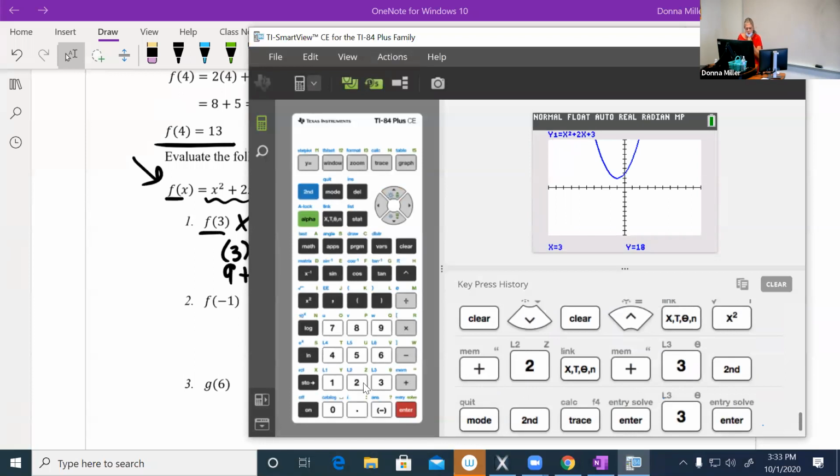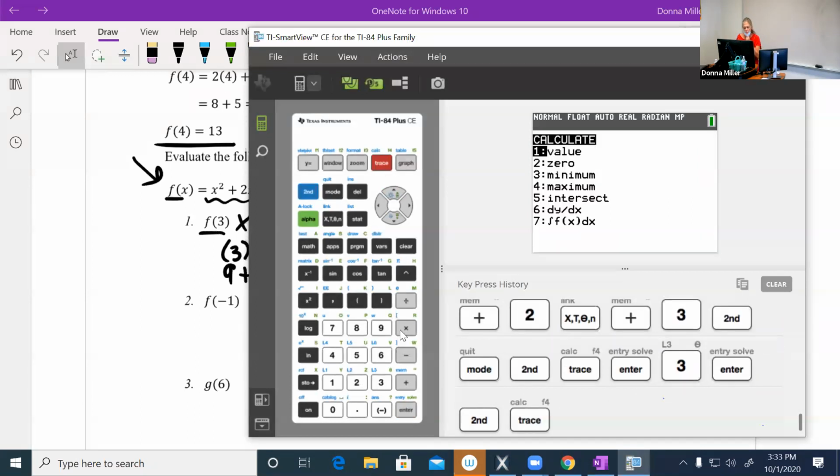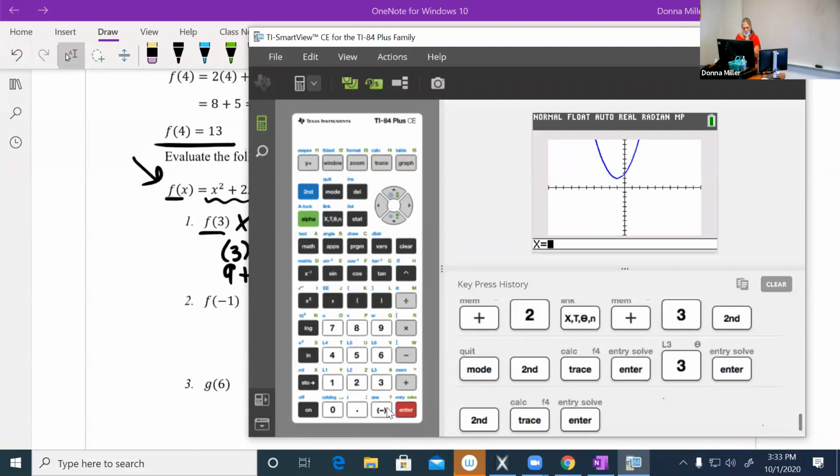All right, so if I want f of -1 on the calculator, since I got f in there, second, trace, value, x is -1. There it is. I'm going to get 2. I plug it in. Okay. So the calculator again can help you quite a bit.